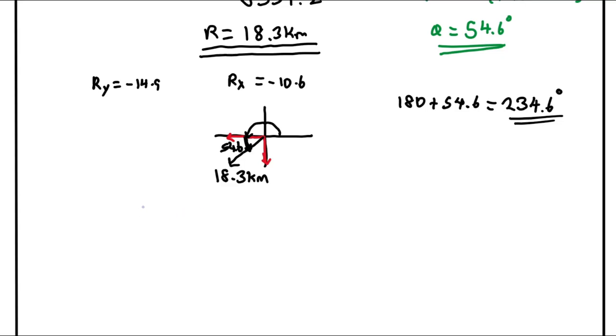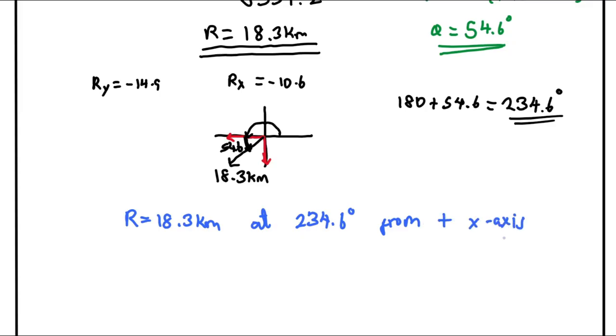Now, to make the final statement, the police have to move 18.3 kilometers at 234.6 degrees from the positive x-axis. Or you can also say the police have to move with the resultant 18.3 kilometers at 54.6 degrees south of west.